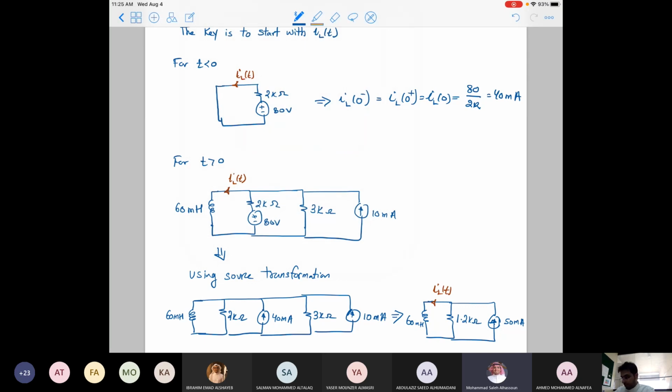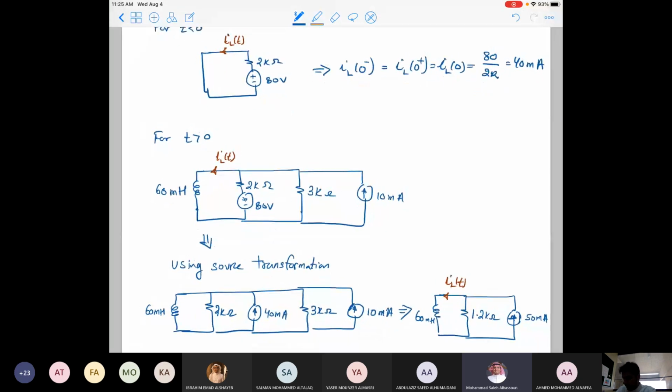Now I can easily find the expression for the current across the inductor. First of all, the time constant will be L divided by R, where R is 1.2 kilo ohm and L is 60 millihenry. That's going to be the time constant. And the final value of the current, since the inductor will behave like a short circuit, is going to be 50 milliampere.